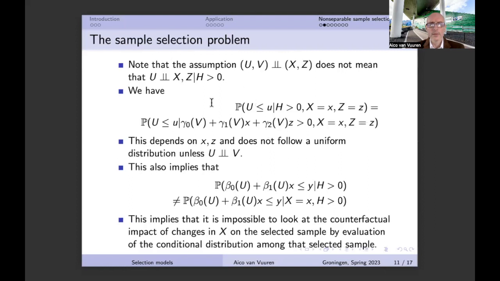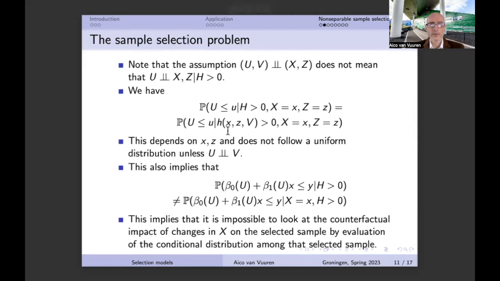Now what we can do is write this thing that we have over here based on the definition that we had at the previous slide. We can write this as h, evaluated in x, z, and this large v that we have over here. Take into account here that x and z are given values to us, and therefore h is essentially only a random function in this random variable v.